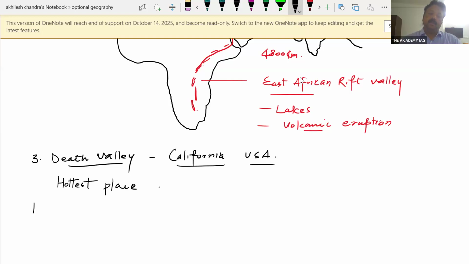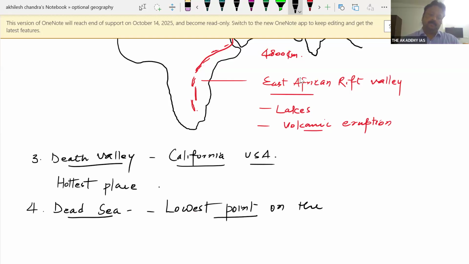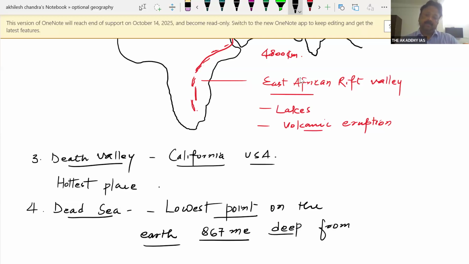Another example of rift valley is the Dead Sea, which is the lowest point on the earth. It is 867 meters deep from mean sea level. Average mean sea level. Okay.